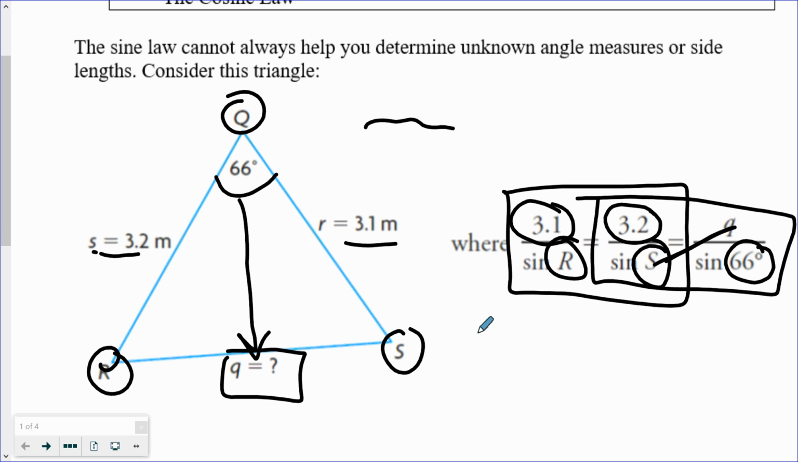And this is not a right angle triangle, so we can't use our Pythagorean theorem, a squared plus b squared equals c squared. Sorry, that's a hot mess. Let me see if I can erase.